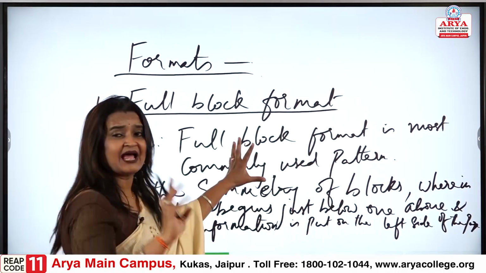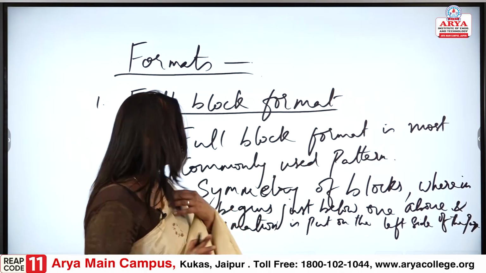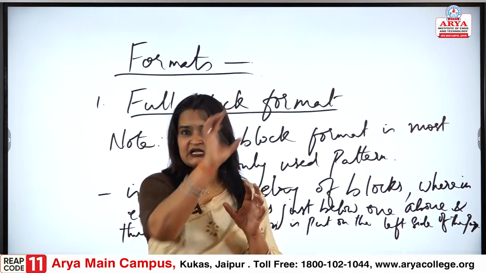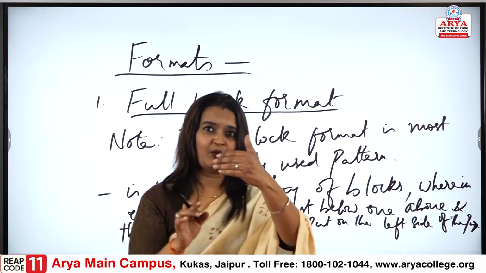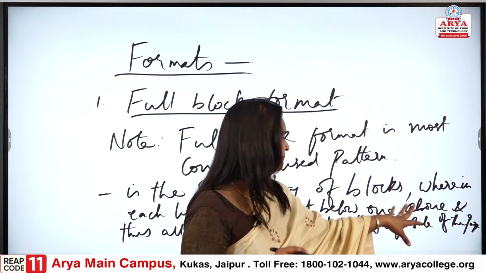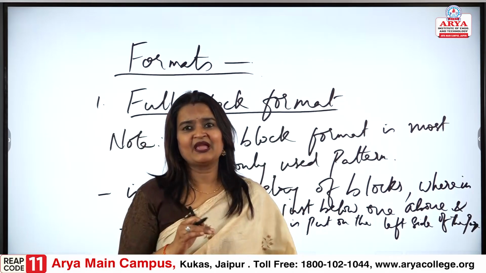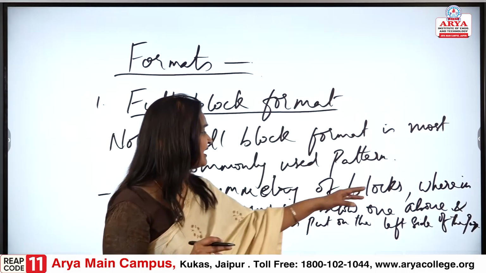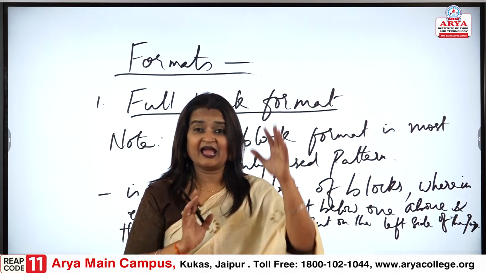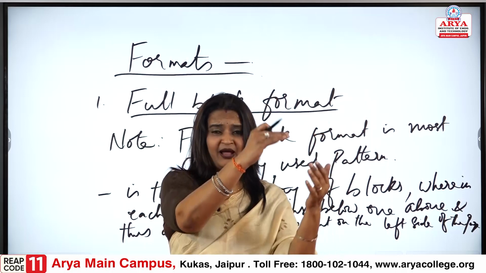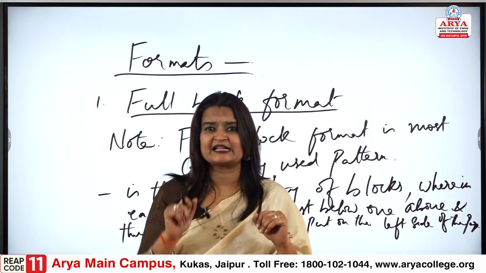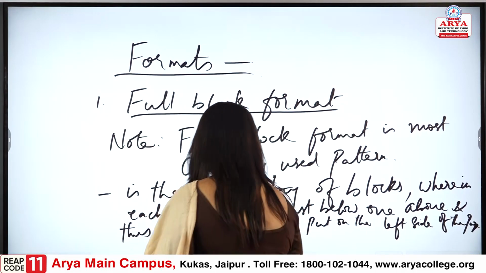As we all know, this is a commonly used format and it is a symmetry of blocks that we would be writing one below the other, fine, wherein each begins immediately below the one above, and I will show you the pattern of how we would do it. It is all on the left side of the page. This is all written one below the other, the lines designed, and this is all on the left side of the page, nothing on the right side. How would we do it? Let me show you the design.